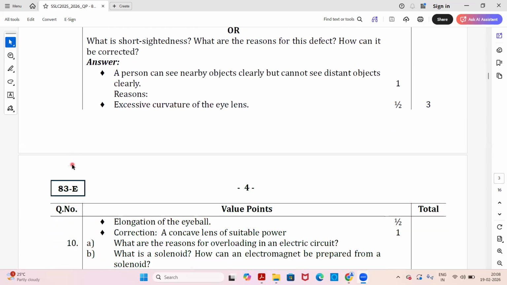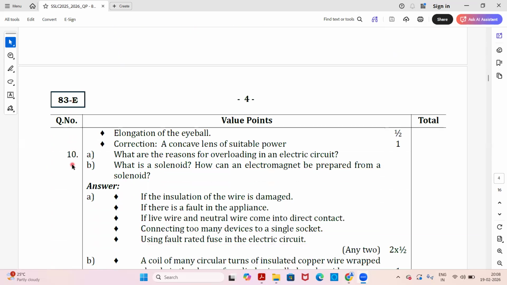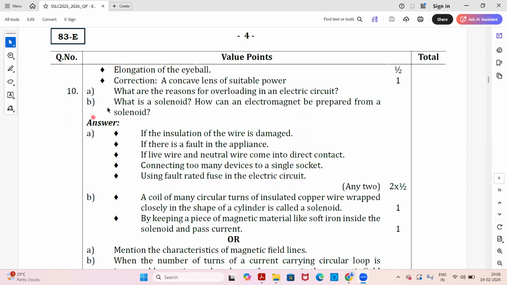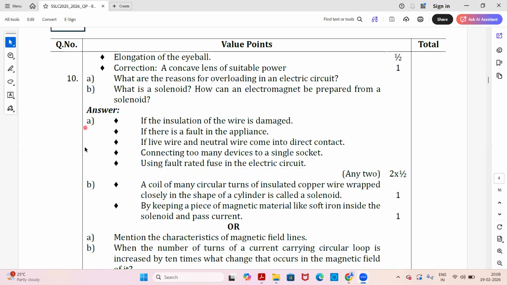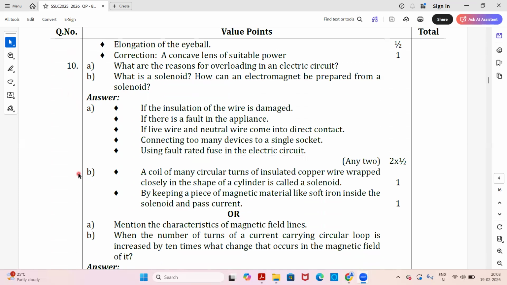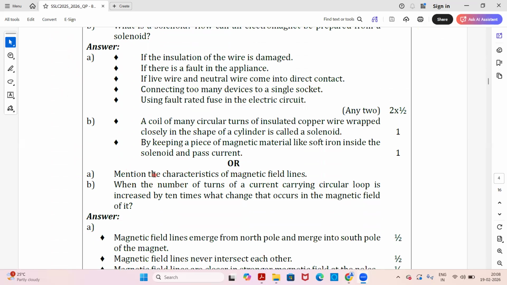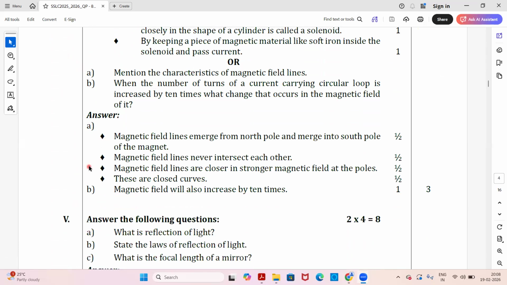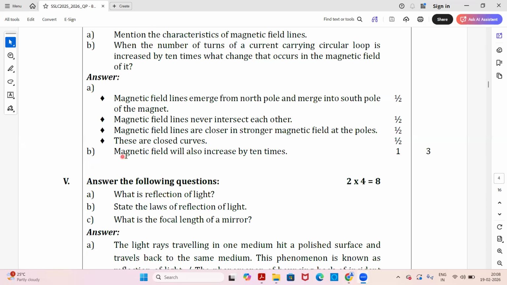Okay, so the main purpose is to show you the answer so that you can understand how to write it. And then we get question 10, sub question A and B. Then its answers are here, sub question A and sub question B. Then you have an optional question again, question A, B. Answer for question A, B again here. So wherever you have options, you can check whichever you know well, you can attempt that.